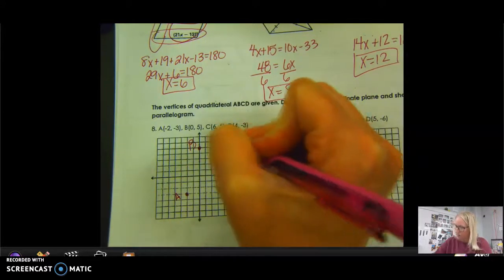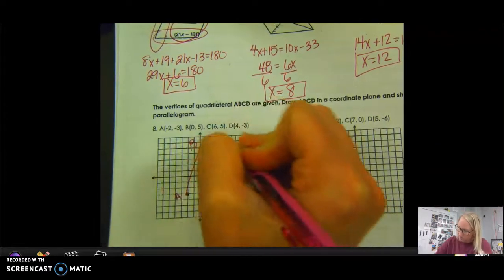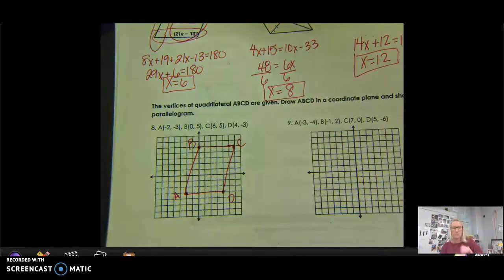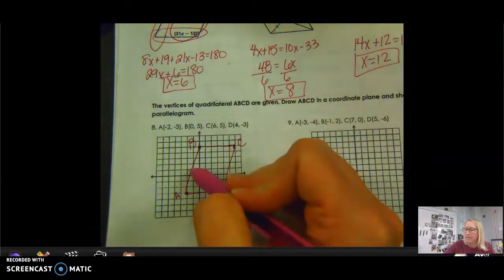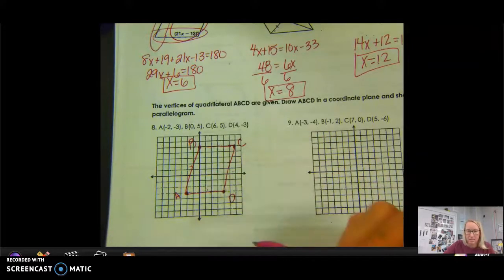Okay. So here's A, B, C, D. Hopefully yours looks similar to mine. Hopefully I graphed those correctly. If we think about this, the ways that I can prove that a quadrilateral is a parallelogram. One way is to prove that opposite sides are congruent. So this is the same length as this, and this is the same length as this.